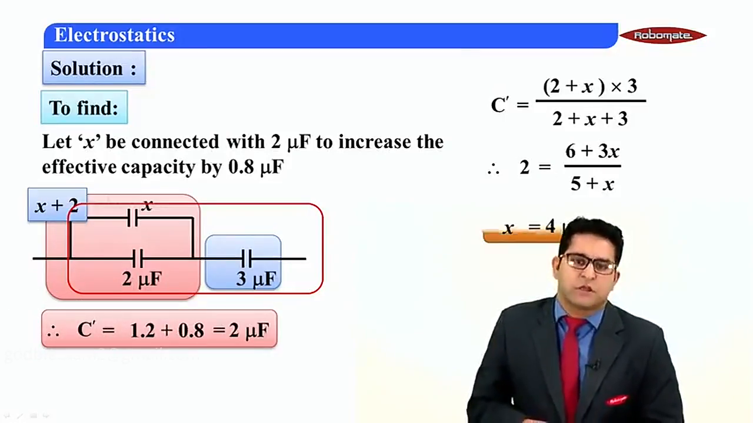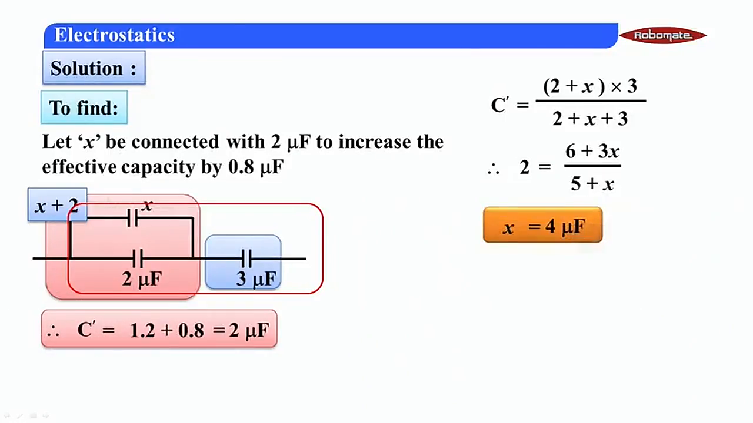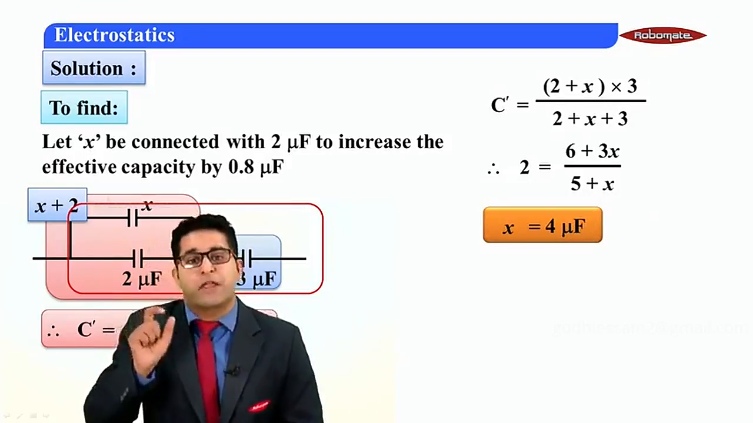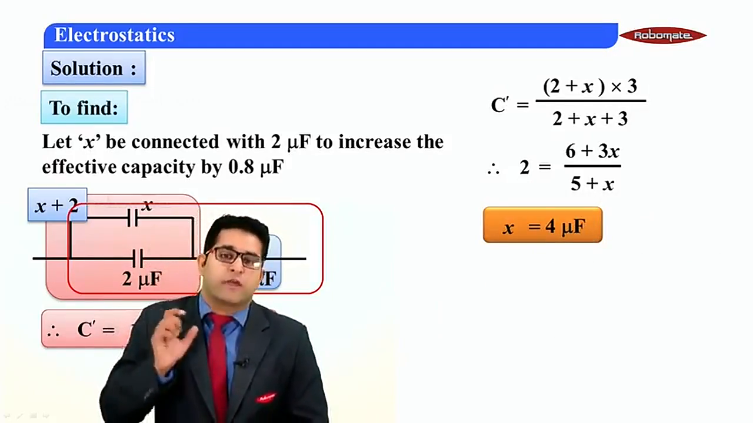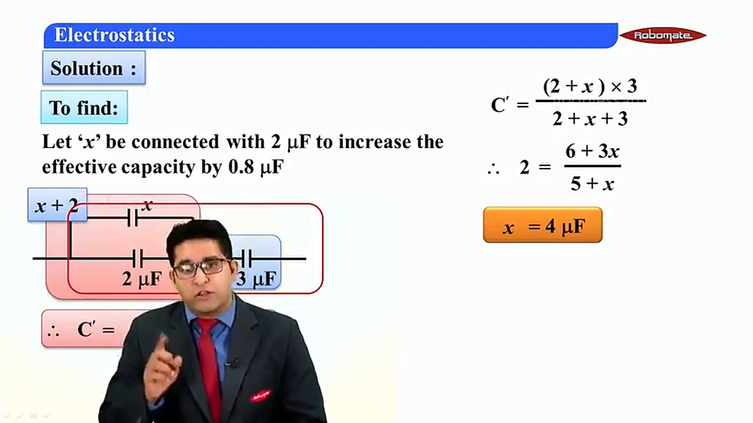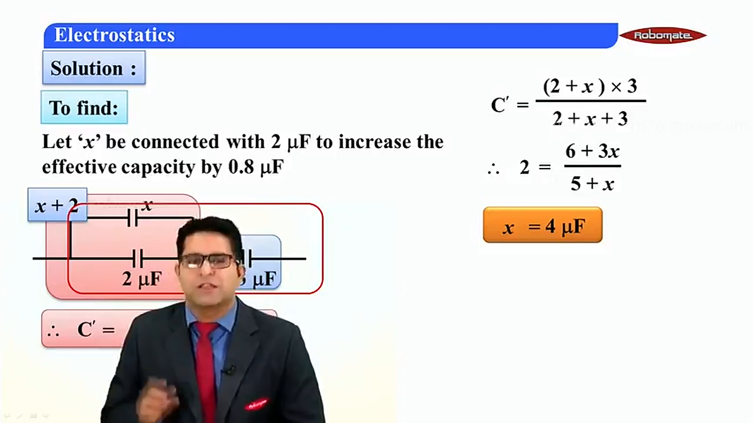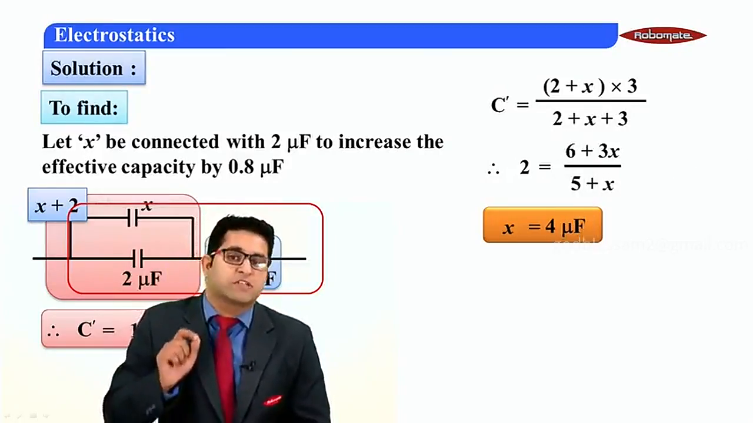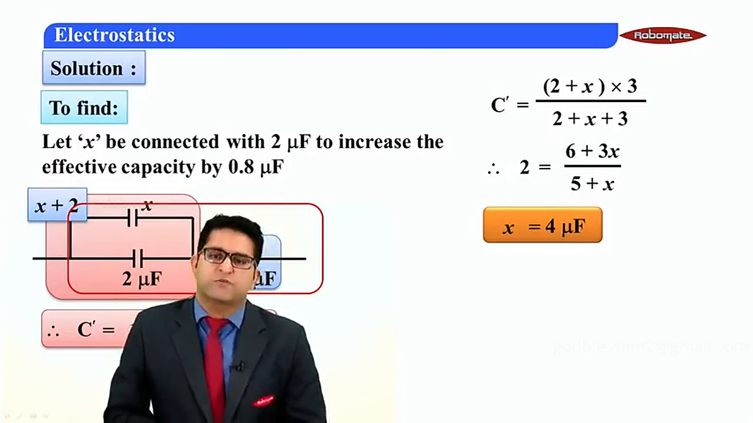So students, if 4 microfarad is connected in parallel with 2 microfarad, the effective capacity, which was earlier 1.2, will increase by 0.8, which is equal to 2 microfarad. In this module, we have covered one very interesting numerical based on the combination of capacitors. So that's it for this module.